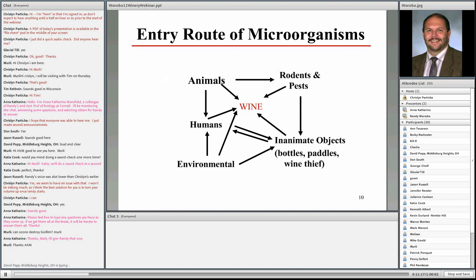What this slide shows is the various entry routes for microorganisms to get into wine.